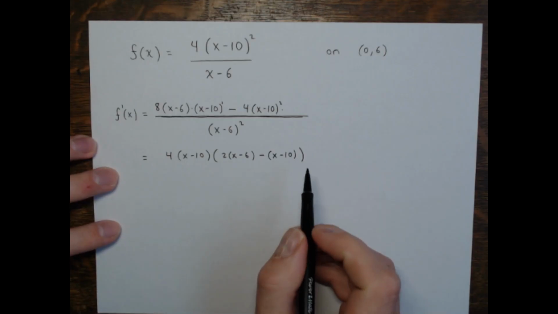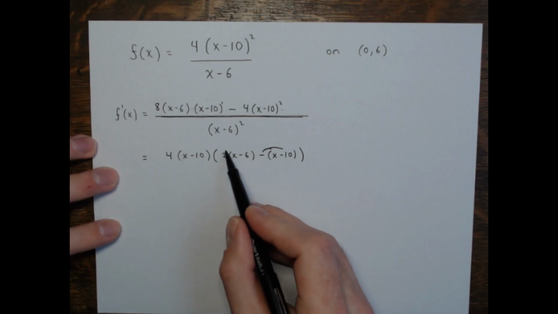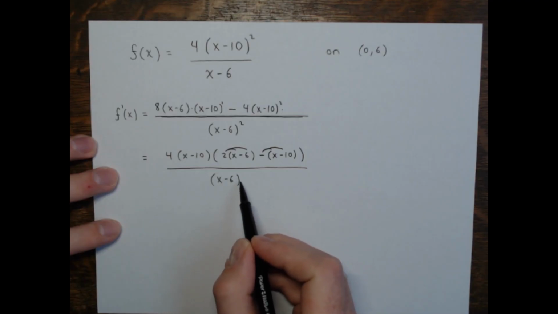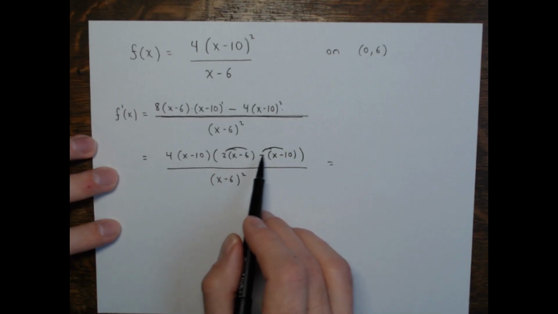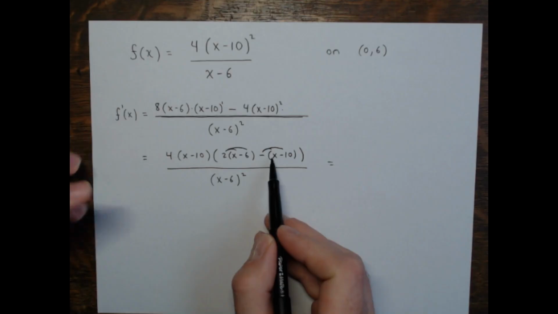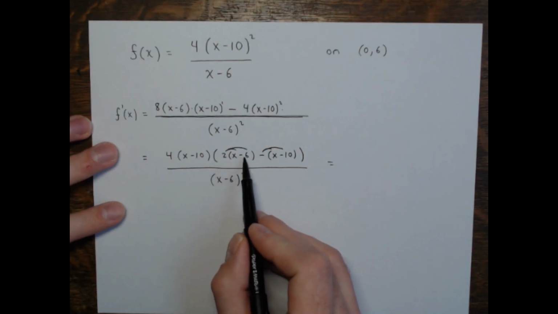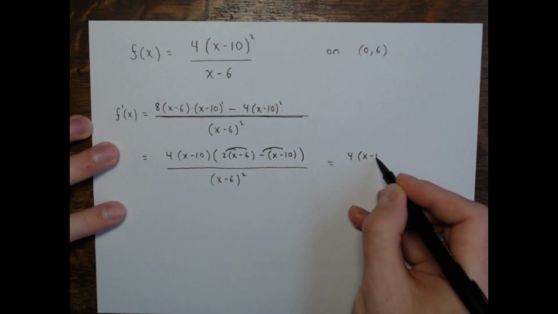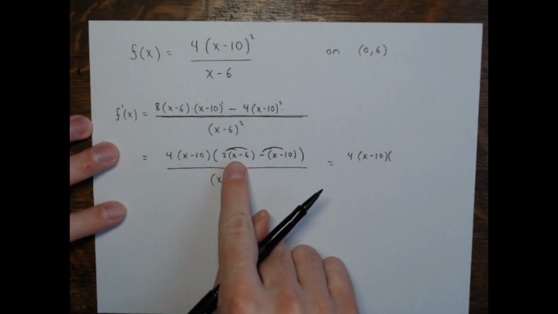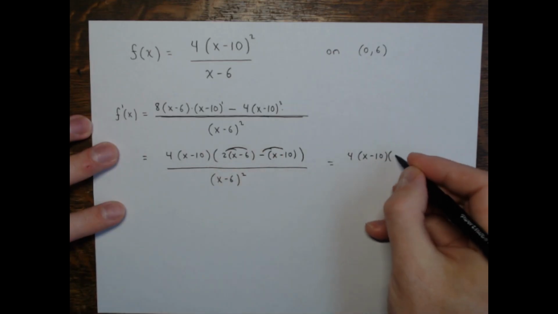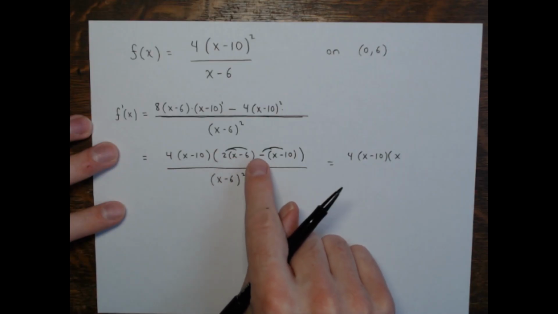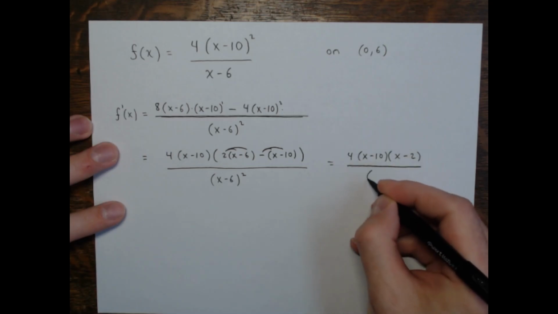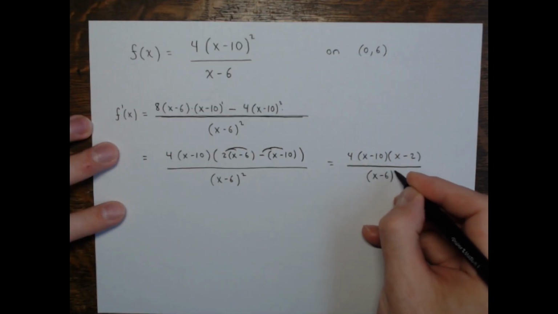All right, all that together. And we'll distribute this negative, distribute this 2, and combine stuff. And again, all this is divided by x minus 6 squared. Now, if you actually combine like terms in this factor here, you'd have 2x minus x, which is 1x, then minus 12 plus 10. So we got 4 times x minus 10. And then again, this factor here is 2x minus x, so x, and then negative 12 plus 10, so minus 2. And then all over x minus 6 squared.